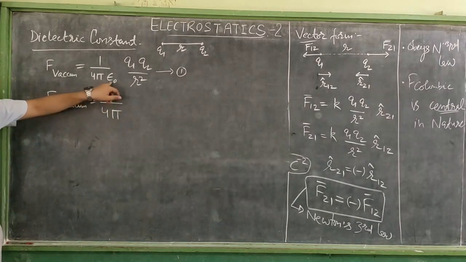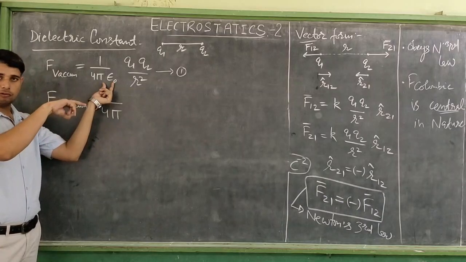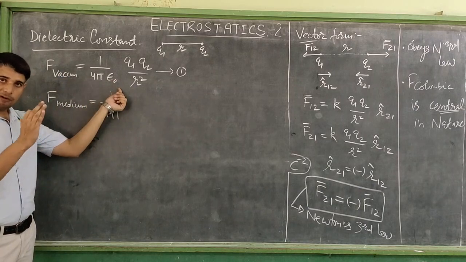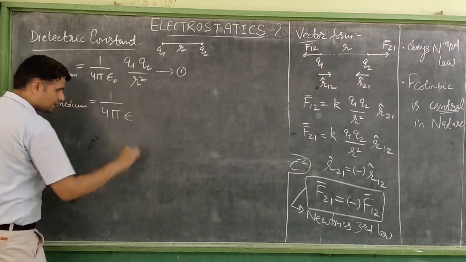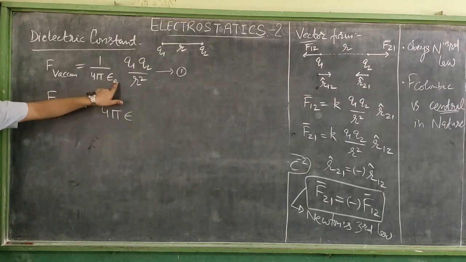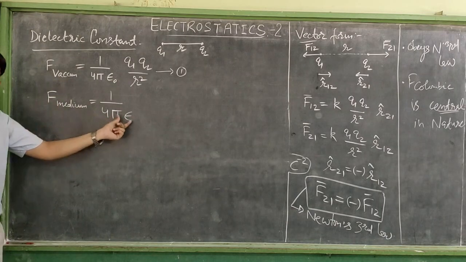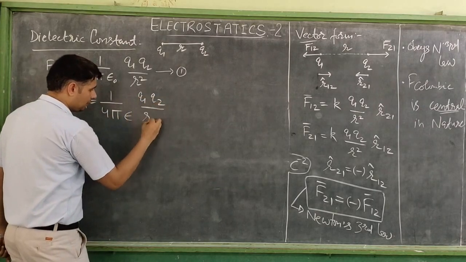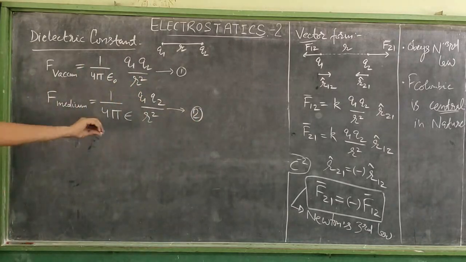Now I already told you that this epsilon naught, the electrical permittivity, is the parameter related to a particular medium. When it was vacuum, I wrote epsilon naught, but now I have replaced vacuum by a certain medium. So now I will write epsilon only. This 0 means vacuum. For any medium, I will just write epsilon. All other things remain the same: Q1 Q2 divided by r square. This is equation number 2.